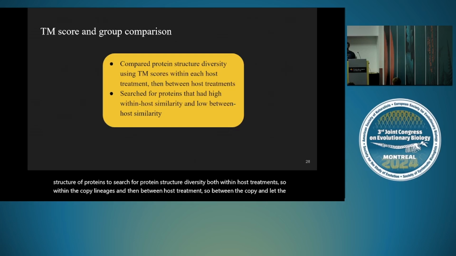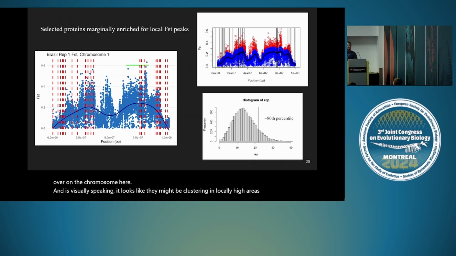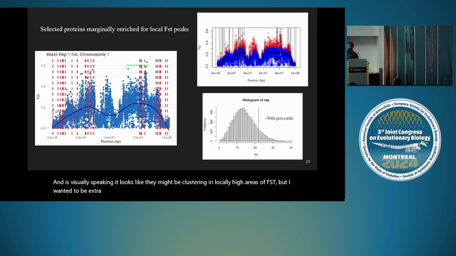And this is the part where I'm still working on it, so any discussion later on in the conference would be greatly appreciated. But I plotted the 95th percentile of outliers for that over on the chromosome here. And just visually speaking, it looks like they might be clustering in locally high areas of FST, but I wanted to be extra sure, so I ran a bootstrap over here.